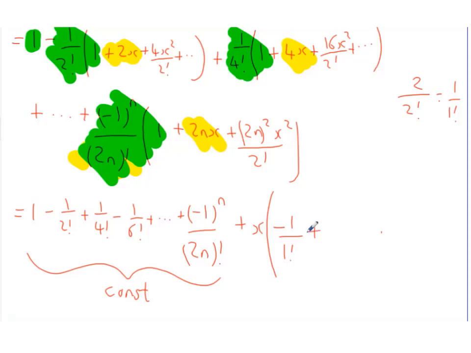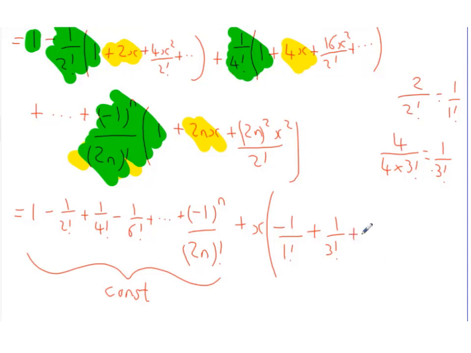The next term is positive, comes from that second bracket, and it is 1 over 4 factorial times 4. So remember, 4 over 4 factorial can be written as 4 times 3 factorial, so that becomes 1 over 3 factorial. And now we can see a pattern: 1 over 1 factorial, 1 over 3 factorial. Then the next one, deducing, is going to be minus 1 over 5 factorial for exactly the same reason, plus dot dot dot.